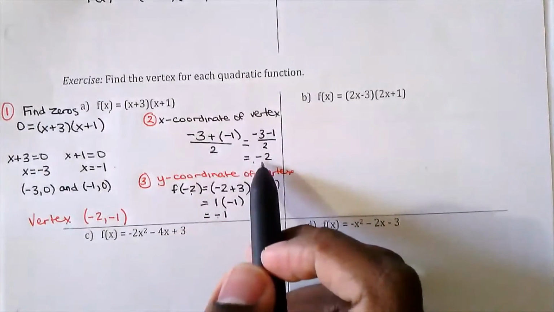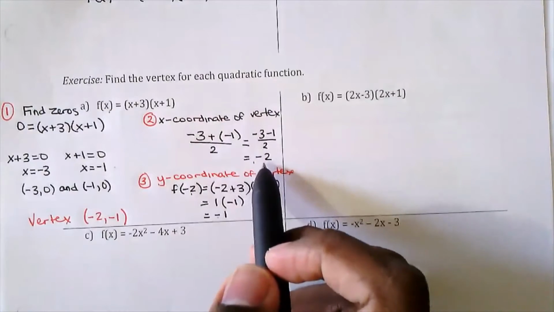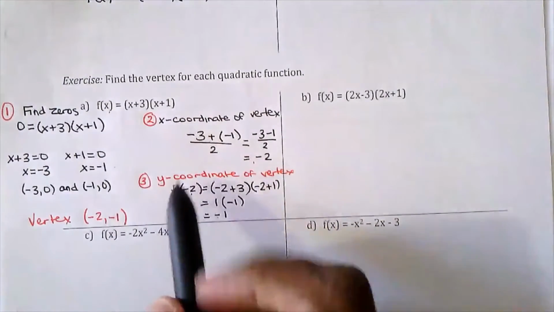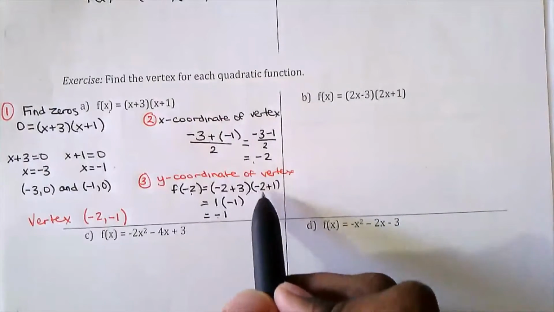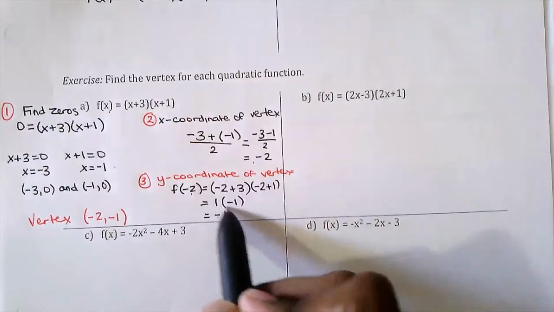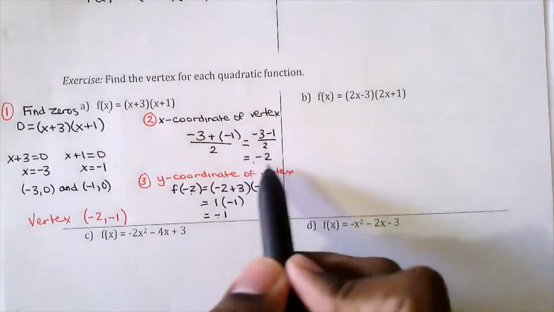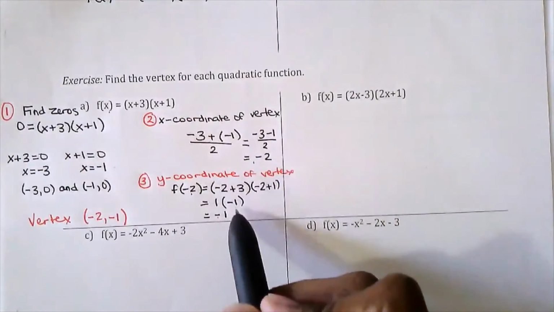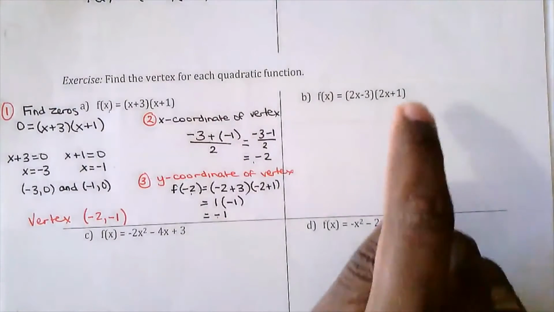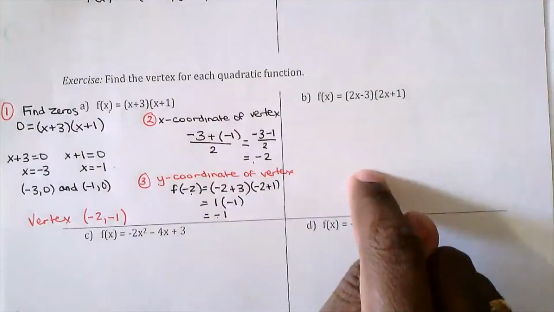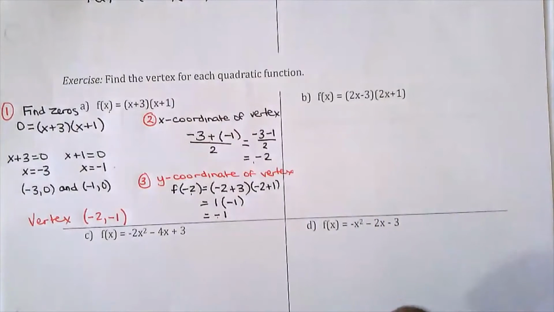And if I have the x value of a point, to find the y value, I just plug it back in. So f of negative 2 is negative 2 plus 3 times negative 2 plus 1. I simplify it, it gives me negative 1. Now I take the x-coordinate and the y-coordinate of the vertex and put it together to find the vertex. I know I've only done one example, but I do want you to try this on your own. And then you're going to send all of this information as picture documents to me.